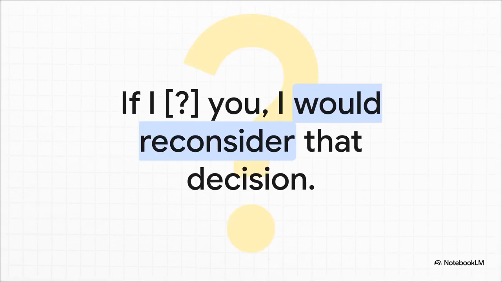Let's tackle the next one. If I blank you, I would reconsider that decision. Options are A, am, B, was, C, were, D, will be. Now this brings us all the way back to the hook from the very beginning of our explainer. Let's see if you remembered.